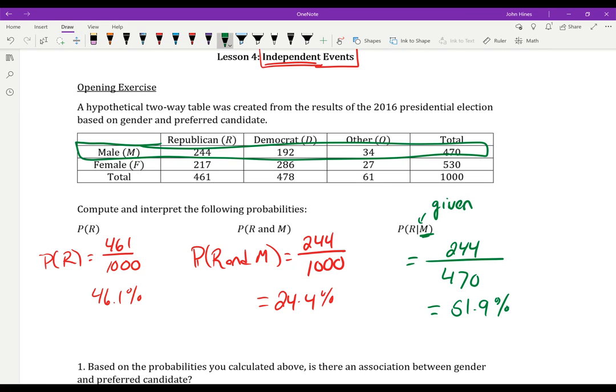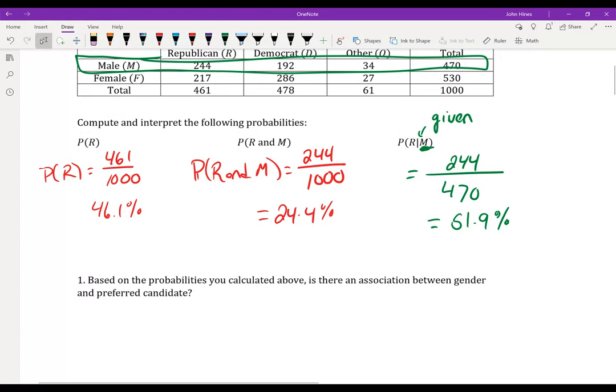So that was a conditional probability. 52% of the male voters voted for the Republican candidate. If I was just looking at males, 52% of them voted for the Republican. So based on the probabilities you calculated above, is there an association between gender and preferred candidate?